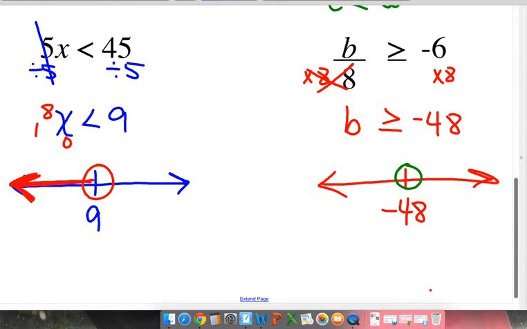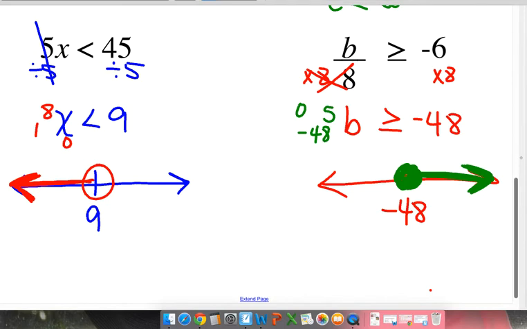Well, 5, that's greater than -48. -48 is greater than or equal to -48. 0 is greater than -48. Now, where would all of those numbers be? On this number line, they would be to the right. And because of the equal to part of the inequality, this one gets shaded in.